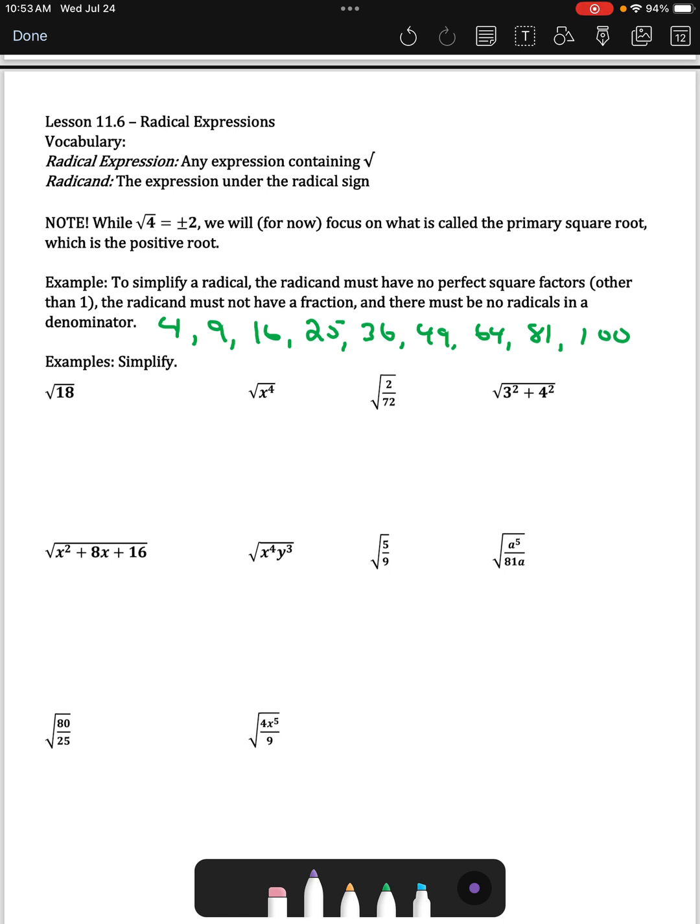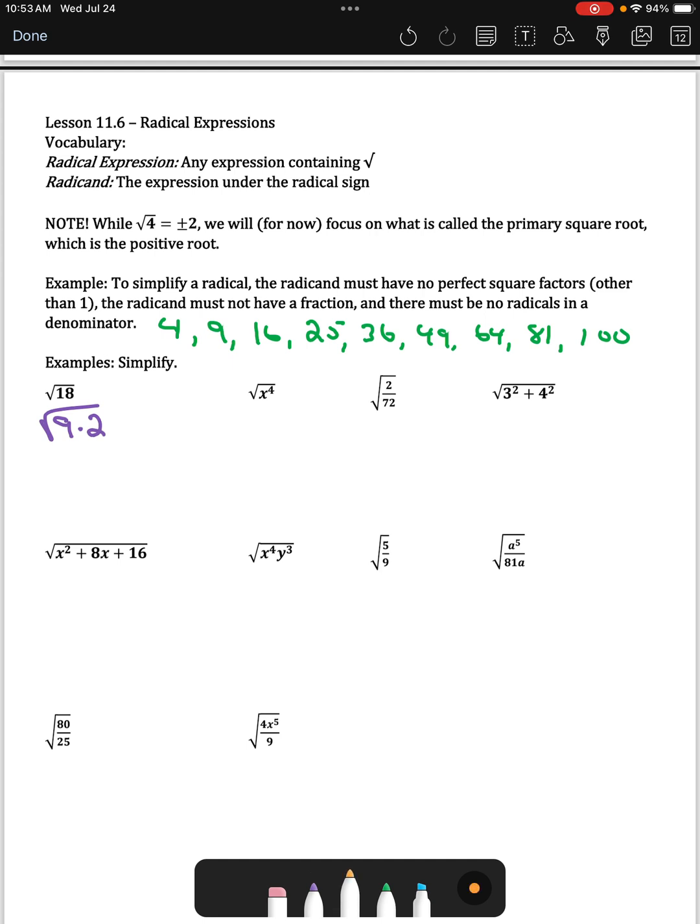So my question is going to be, do we have any multiplication statements that make 18 that use one of these perfect squares? It doesn't have to be multiple perfect squares. It just has to use one of these. And 18 does in fact have a statement, a multiplication fact, that makes use of one of our perfect numbers, which is 9. 9 times 2 is 18.